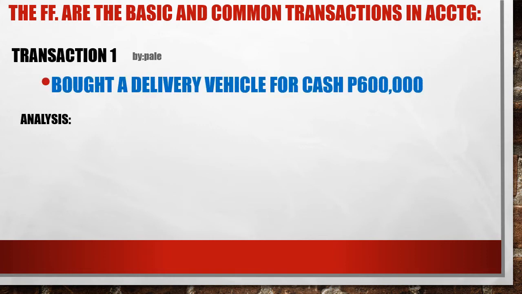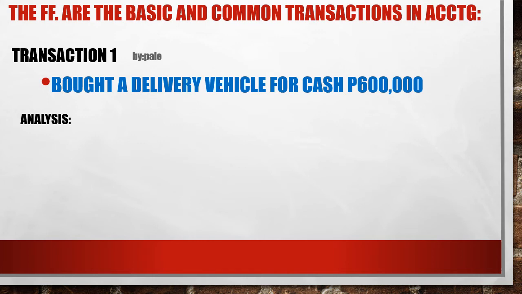So transaction 1. Bought a delivery vehicle for cash, 600,000. So this is now the part wherein you should be able to master the account titles that I have given you, because not at all times that what is given in the problem is the exact account title that you would use. So you would still identify what is proper. So let's try to analyze. Bought a delivery vehicle for cash. Take note that the transactions that I will give you are all for the business, so that is already established. These are business transactions and events.